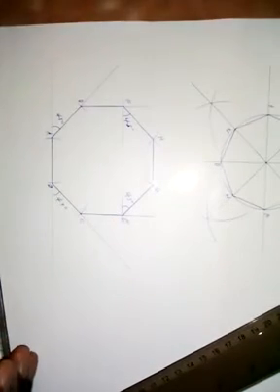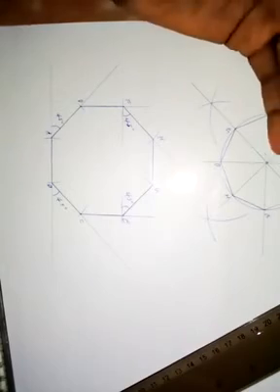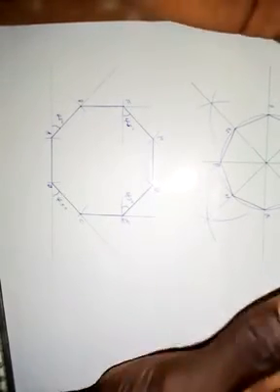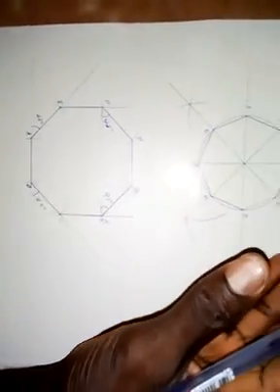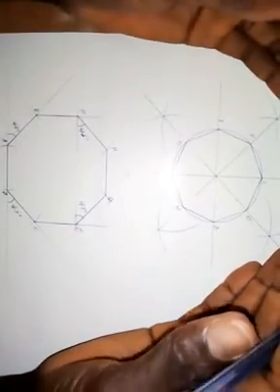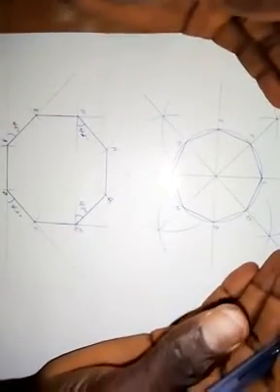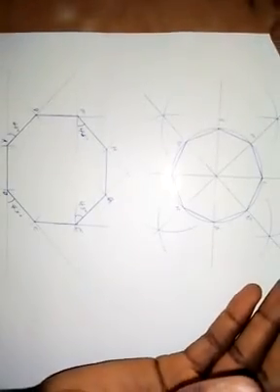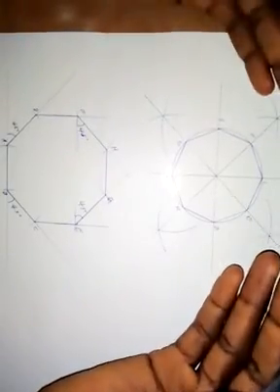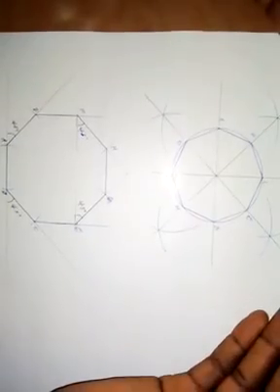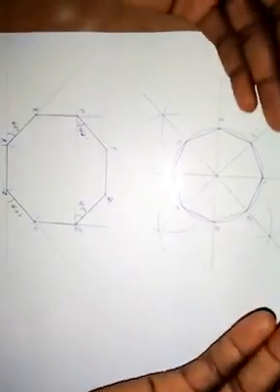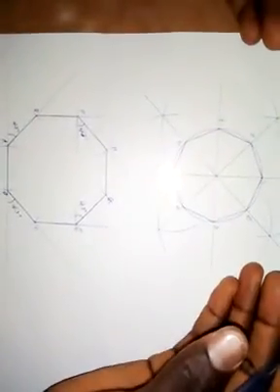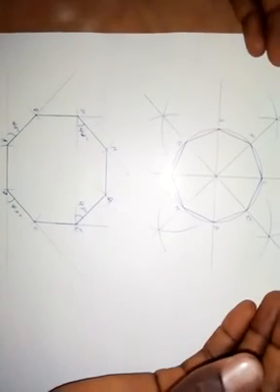So this is how to construct an octagon using your 45-degree set square. The first one that I explained is how you can construct an octagon in a circle when you are given the radius or the diameter of the circle. It's as simple as I explained here. You just need to practice, and by practicing, you will master this work. It's very easy.